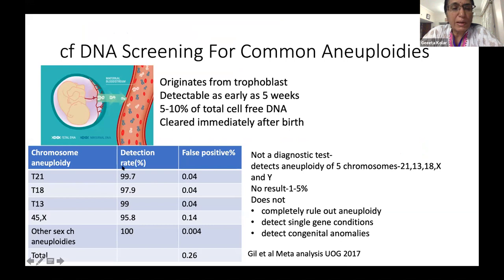The detection rates, depending on the aneuploidies, are so. You can detect 5 common abnormalities, that is trisomy 21, 18, 13, Turner's, and other sex chromosomal abnormalities.